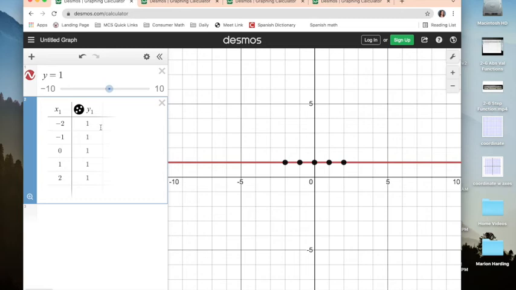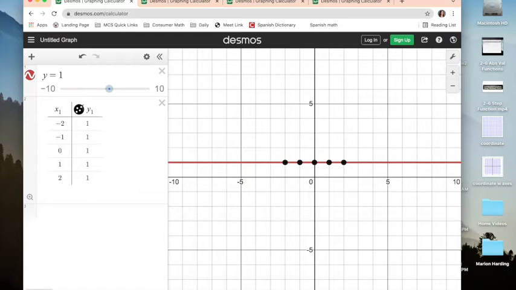Okay, so in Desmos, this is our parent function for the constant function, y equals 1. And I can play around with this graph. I can change the value of this constant. And what's going to happen to it? It's going to move up and down along the y-axis.